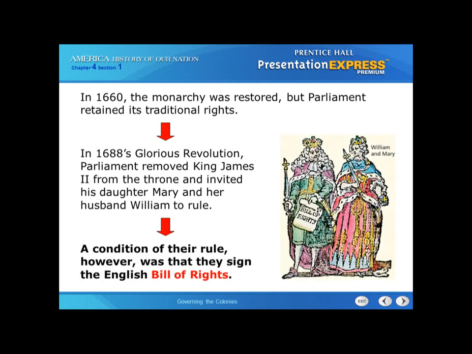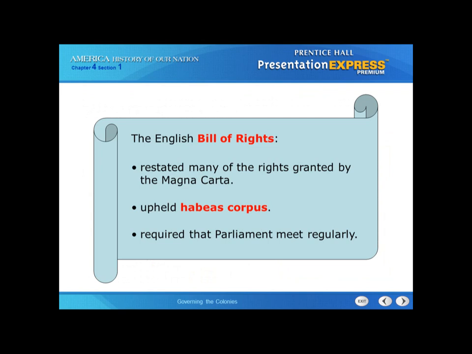A condition of their rule, however, was that they signed the English Bill of Rights. So the important thing was that Parliament, they removed the king. They showed that they had more power. And when they did remove and they put James's daughter and her husband on the throne, they said, you have to sign a Bill of Rights. And that would be rights that would protect against any kind of dictatorial government.